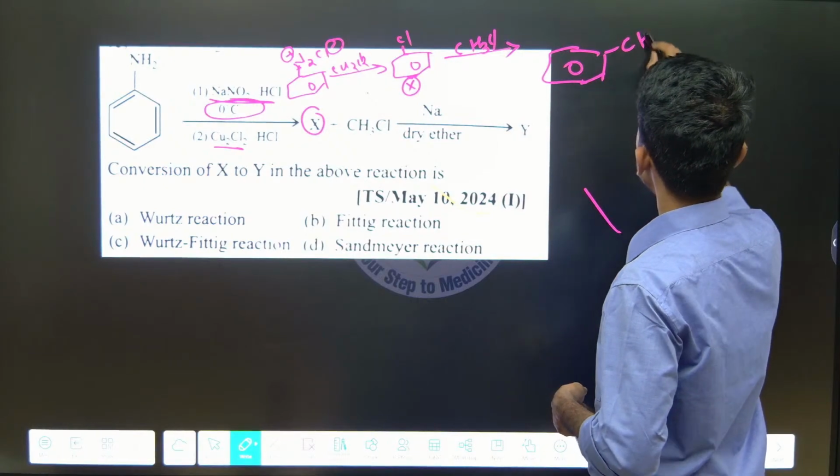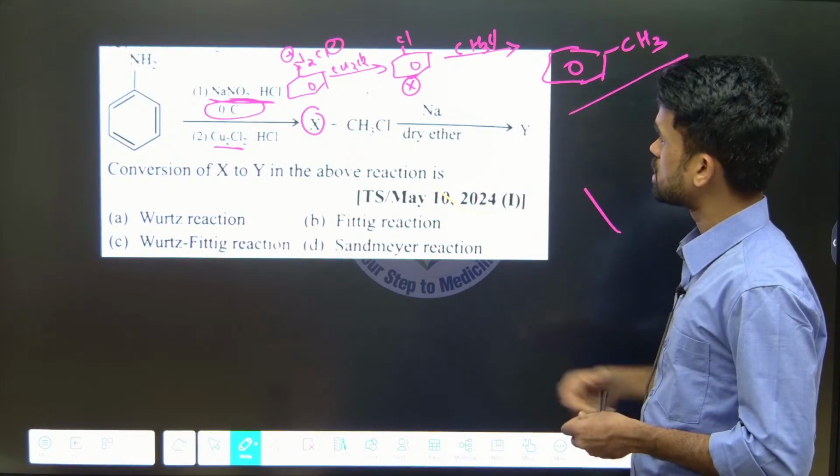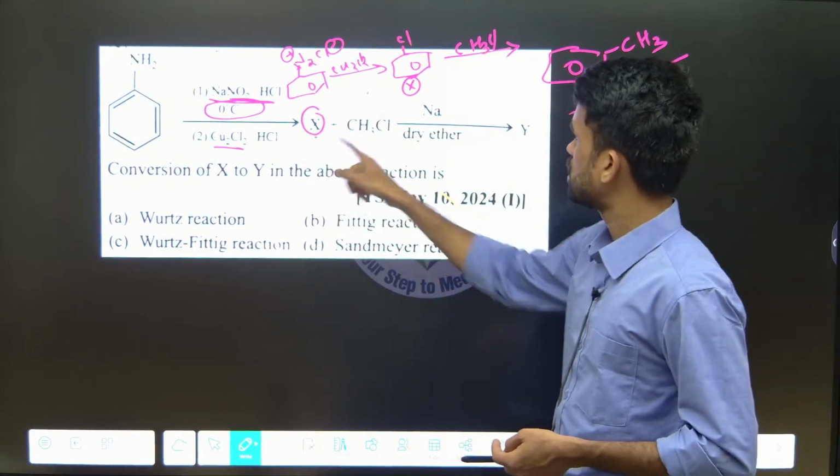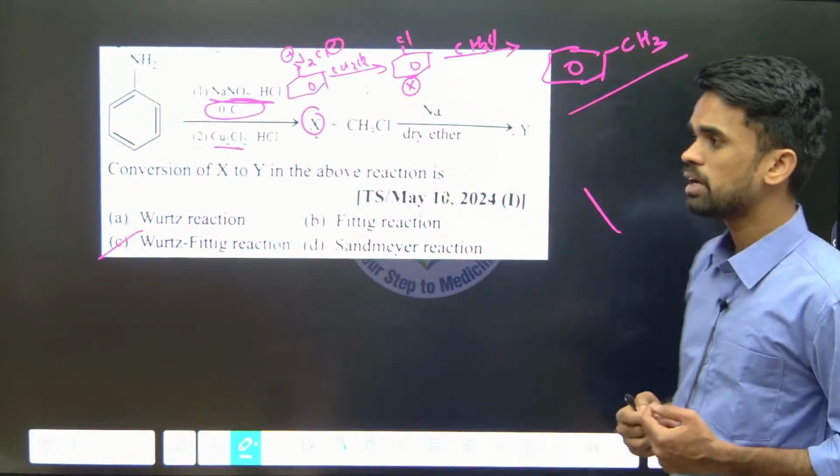So you will get methyl benzene. So what type of reaction is it? What they are asking, X to Y, from here to here, what is the conversion called? It's a Wurtz-Fittig reaction, that's it. Okay, how simple it is?